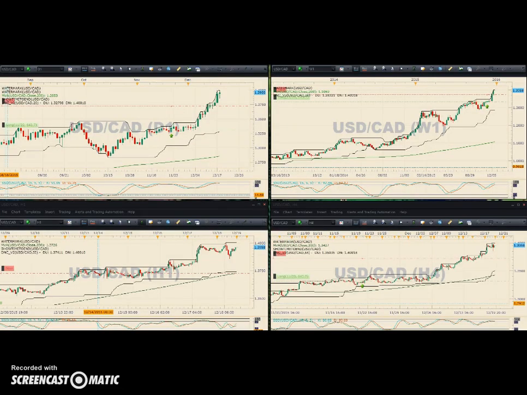Okay, so let's take a look at the charts on these pairs. Let's start off with the dollar Canadian because that's the one we've been in the longest. As I mentioned, we're using multiple time frame analysis here. We're looking at a single currency pair through 4 different time frames: the weekly, the daily, the 4-hour, and the 1-hour.